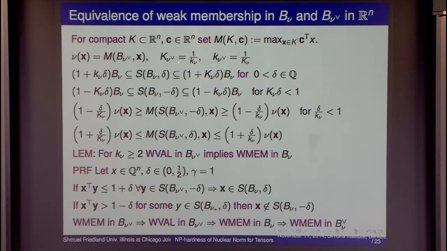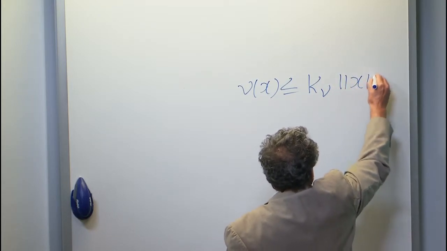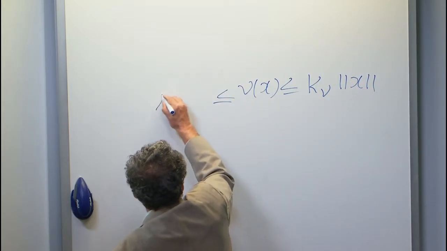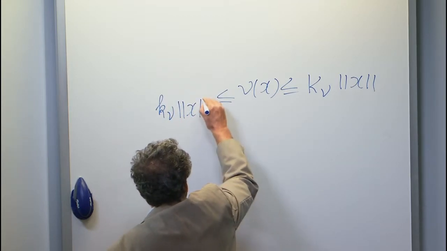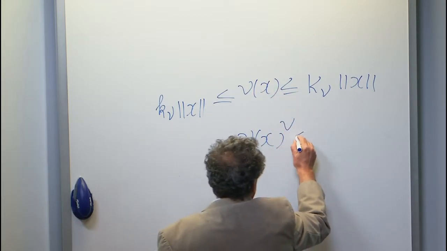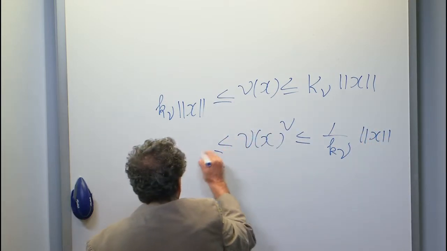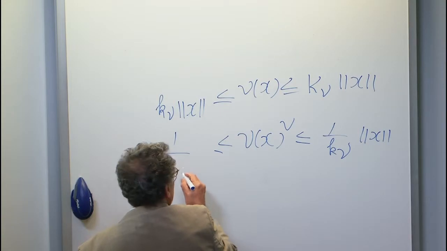If you take the dual norm, maybe it's not clear, but let's see. The basic identity is that k_ν|x| is less than or equal to ν(x), the standard equivalence of norms, and ν(x) is less than or equal to K_ν|x|. Now if you take the dual of ν, we just change it: it would be less than or equal to 1 over k_ν|x| and greater than or equal to 1 over K_ν|x|. Okay.